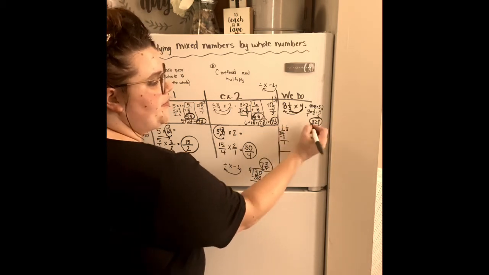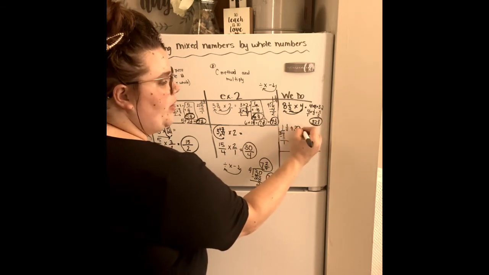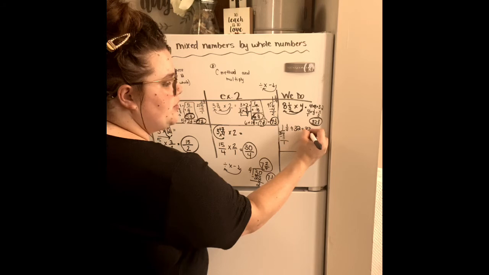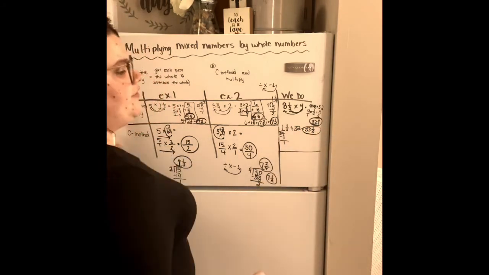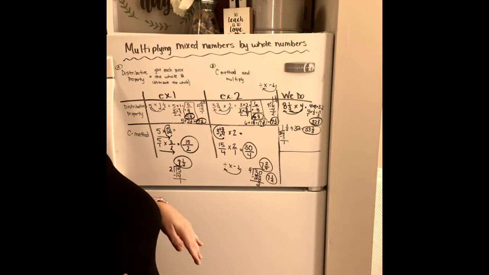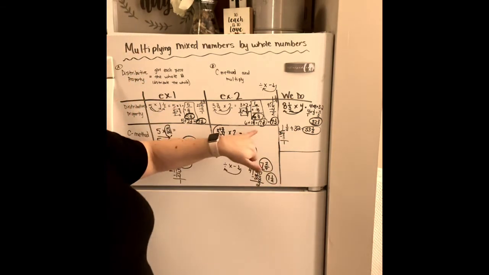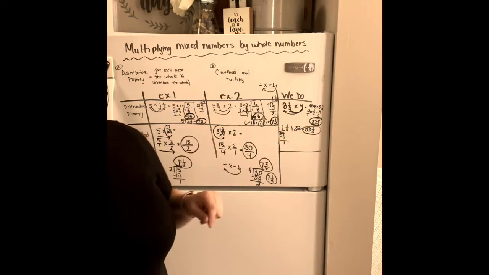1 1/3. But don't forget this piece over here. You have to add it to it. 1 1/3 plus 32 equals 33 1/3. And there's your other answer for your distributive property. Now, 1/3 is already in its simplest form, so there's no more reducing like we had to do over here. All right, so there's 2 possible answers using the distributive property.